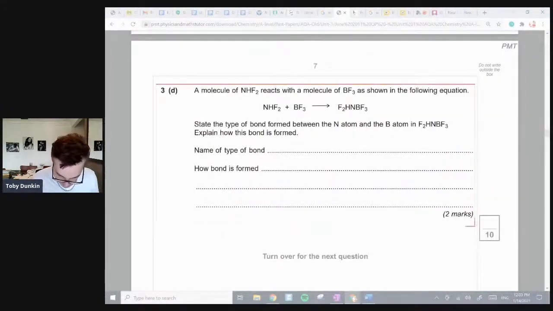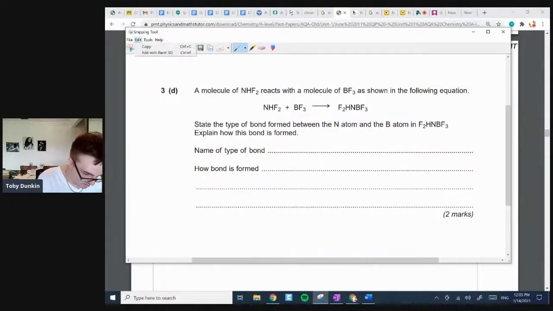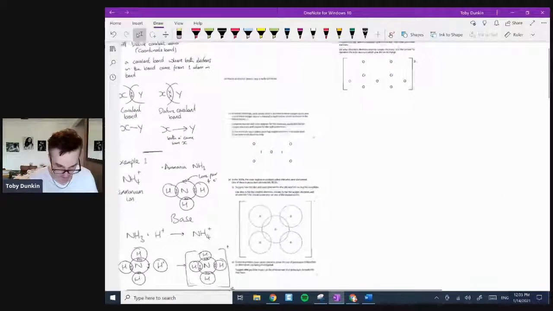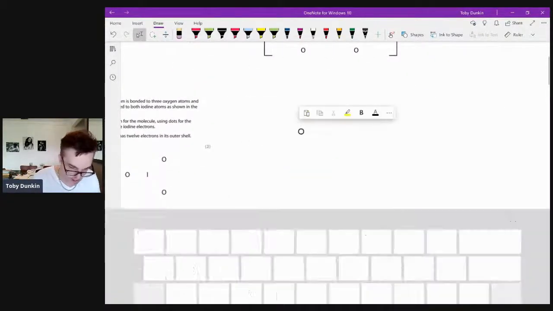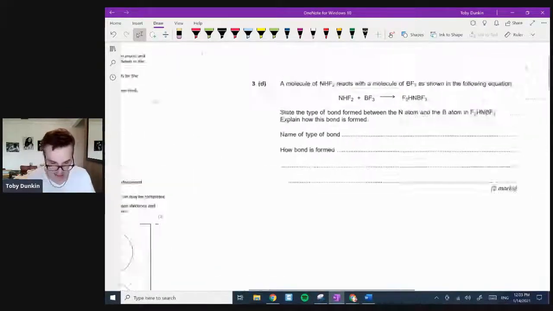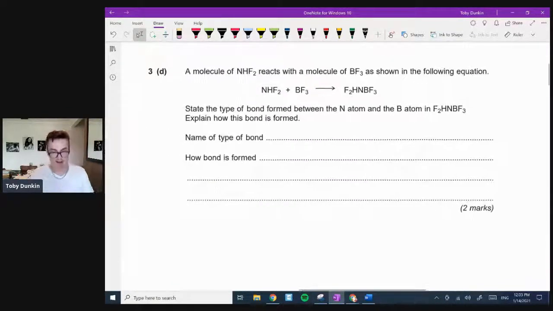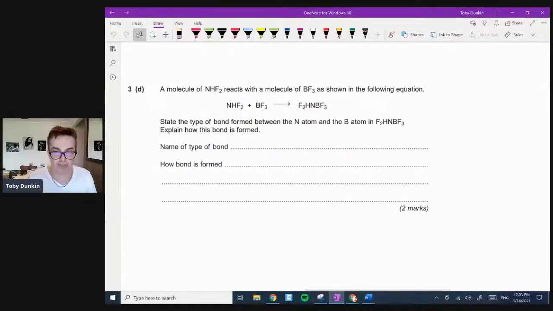This is a nice question. The first thing I want to mention here is students often go, how am I meant to know if it's a dative covalent or not? Well, it's actually a tricky question because that's really complicated. But in reality, this question screams dative covalent. There are ones of these, by the way, where they're just normal covalent bonds.